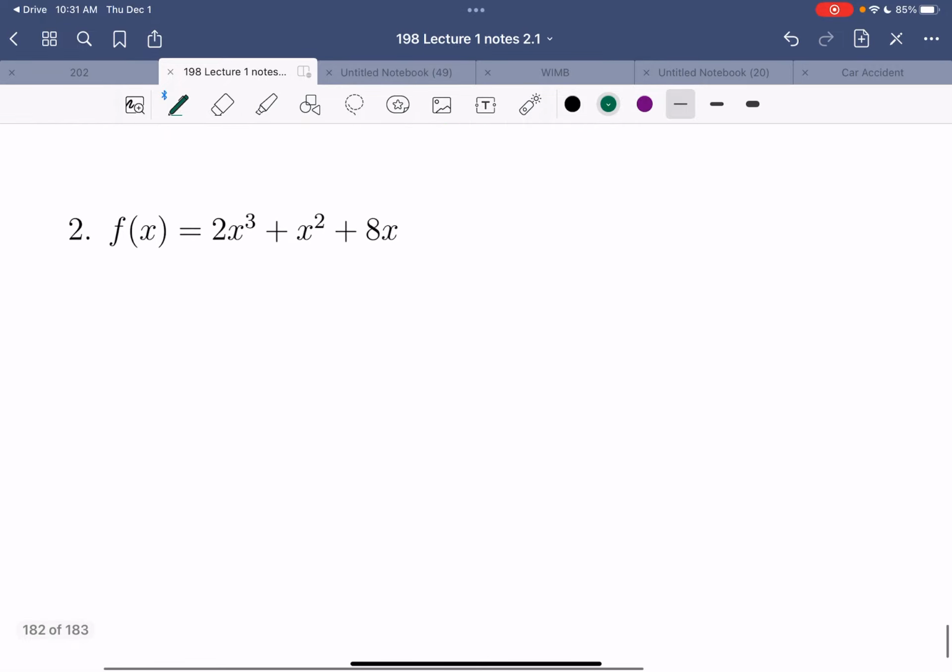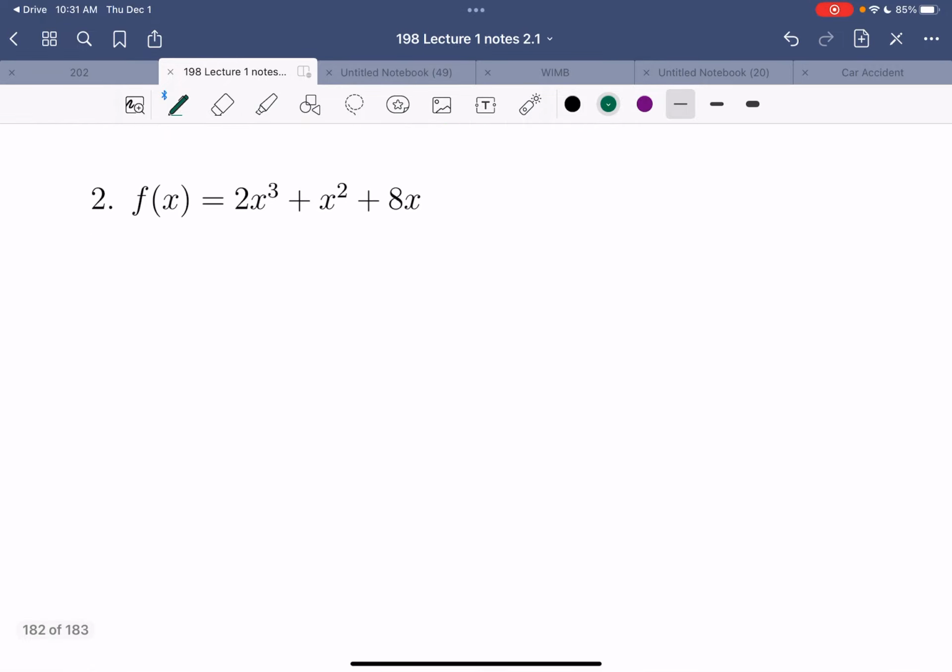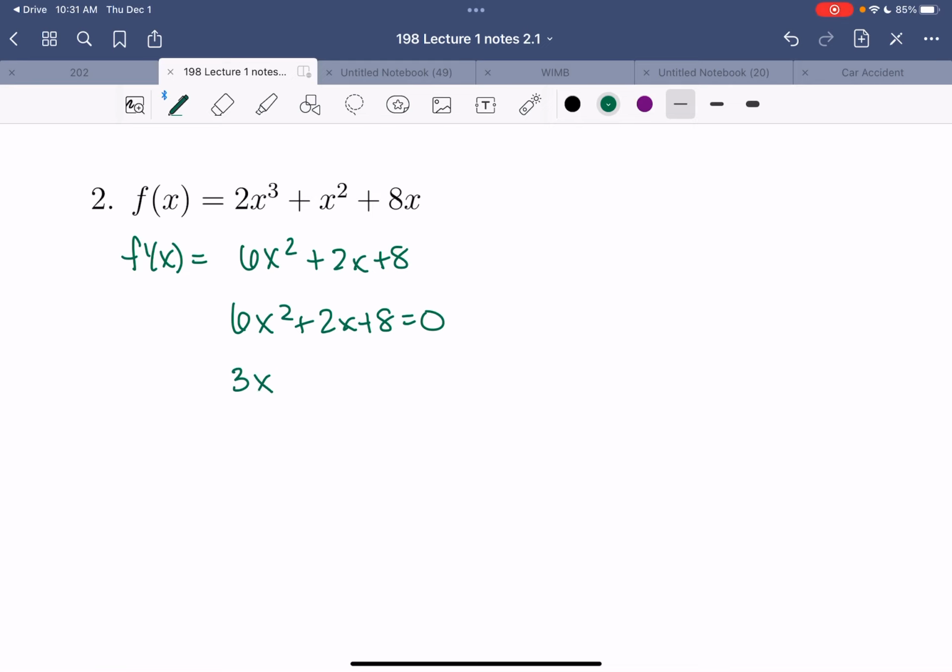Okay, number 2, let's try another one. First derivative here, again, same thing, we're finding critical points by taking the first derivative, so 6x squared plus 2x plus 8, and setting that equal to 0. I'm going to take a 2 out. Really, I can divide both sides by 2 here. And this will give me 3x squared plus x plus 4. Right? Remember that you can do it as long as you divide each term.